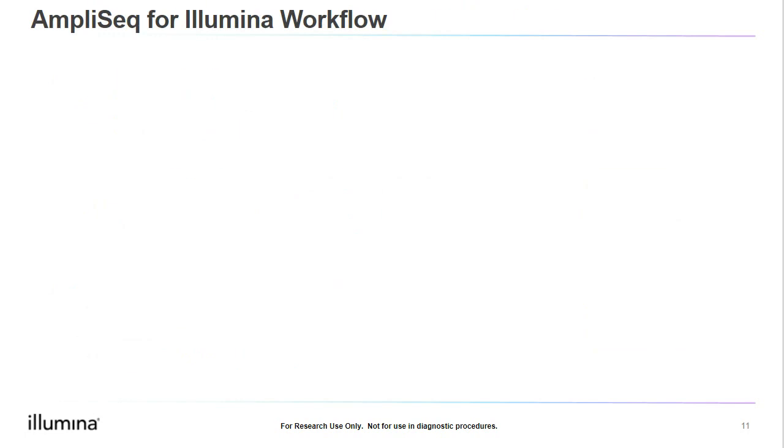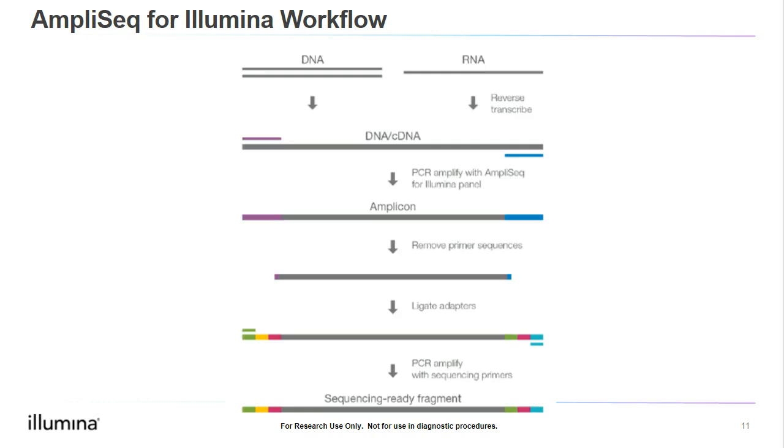Our first workflow is AmpliSeq for Illumina. We will start with our input material, which may be DNA or RNA or both, depending on the panel. Then, primer pairs will create multiple amplicons across the region or regions of interest. The primer sequences are removed, then we ligate adapters and amplify the library fragments with PCR. After a cleanup, the libraries are ready for QC and sequencing.